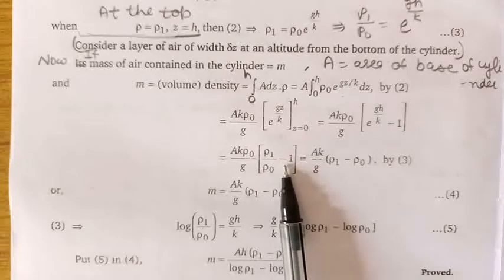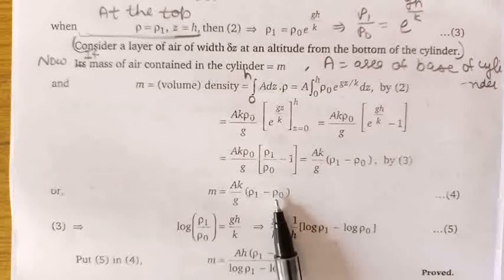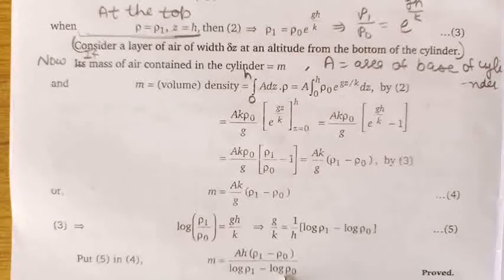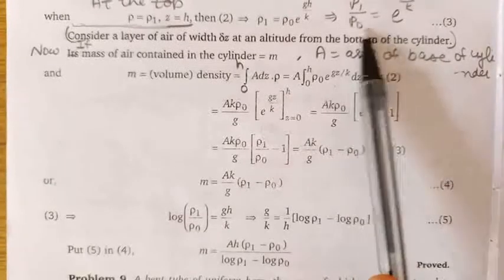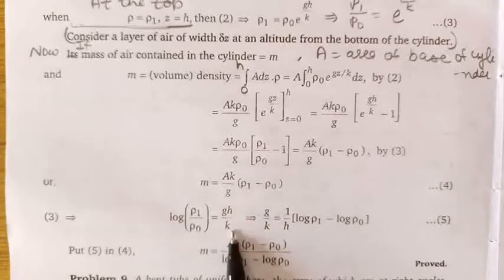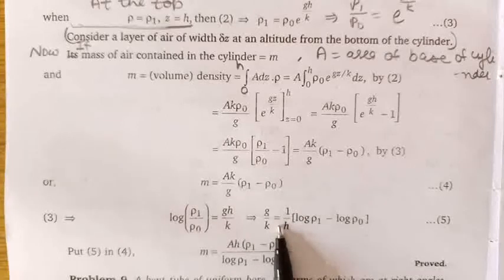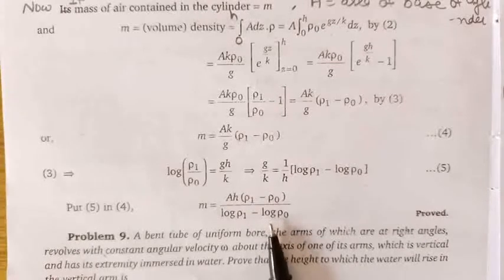Now we have obtained the value of mass. Now, according to the required expression, we will have to convert it into the form a h into rho 1 minus rho naught upon log of rho 1 minus log of rho naught. So we can use equation 3. From this equation, taking log on both sides, we get log of rho 1 upon rho naught is equal to gh upon k. So from here, we can find the value of g by k, and substituting here, we get the value of the mass in the required form.